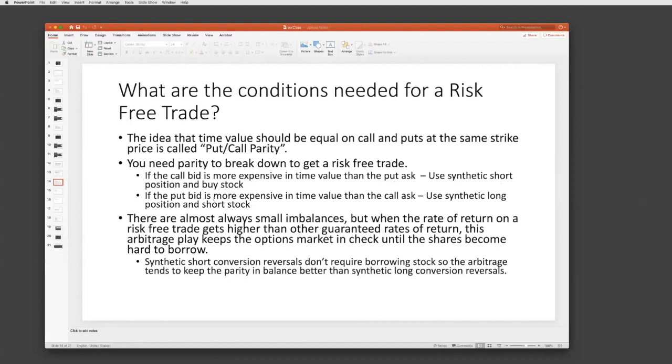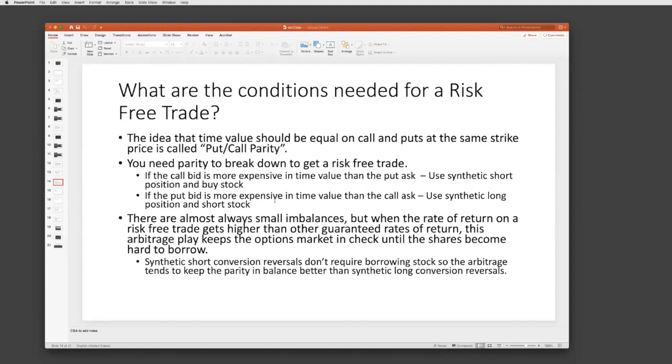If the put bid is more expensive in time value than the call ask, then you would use the synthetic long position and try to short the stock. So whichever way the stock is out of balance, or the options are out of balance, that's the way you would go with your synthetic position offset to get a conversion reversal. Both of these trades are called conversion reversals.